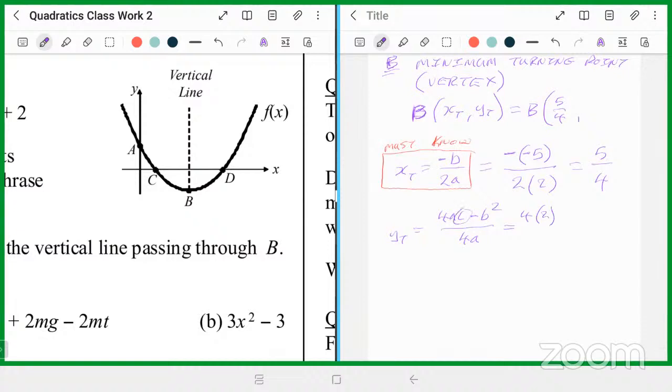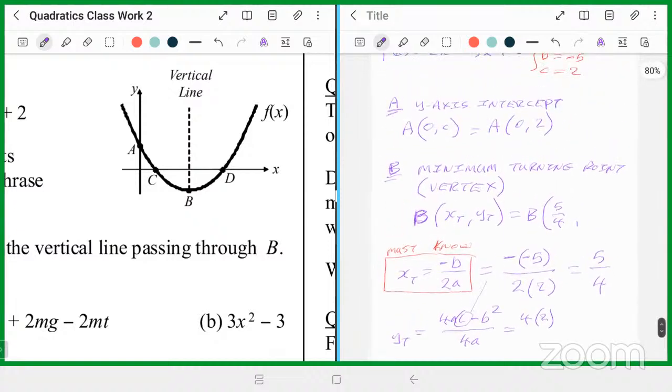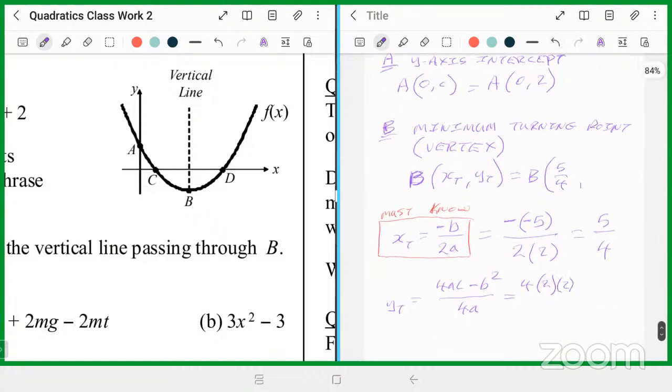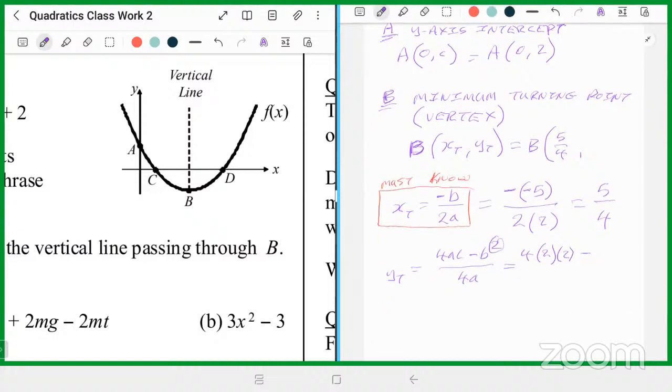Times C. What is the C? The C is also 2 right here. The C is also 2. So I'll put another 2 here. Minus. Now, this minus is this one, and it is not being squared. And so it's going to stay positive. This square that we have here is not on the minus. It is only on the B. The square is only on this B. The negative is not squaring.